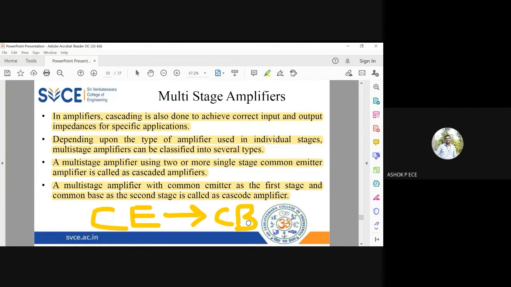In cascode, it is a two-stage amplifier where the first stage is CE and the second stage is CB. If the first stage is CE and the second stage is also CE, it is called a cascade amplifier. A CE-CB connection is called a cascode amplifier. Please make a note of it. Don't think that cascode is something different or wrongly given. Cascode means I am not using the same type of amplifier for both sections. One section is common emitter, one section is common base. This cascode name is given to distinguish it from cascade.